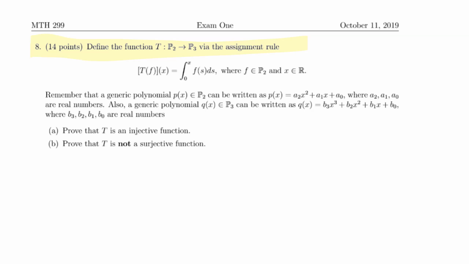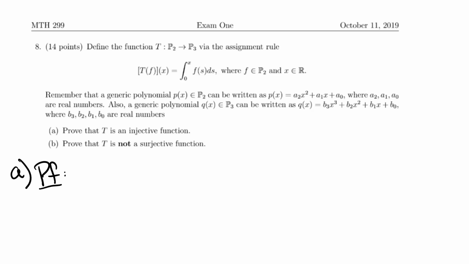Remember that a generic polynomial can be written like that. Prove that T is an injective function. So how do you prove that it's injective? Well, the way that I like to think about it is, if I injected 2 different elements in here, I would get 2 different outputs. That's how I remember injective.